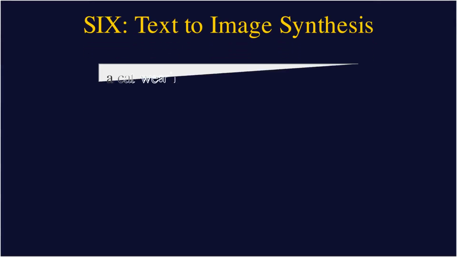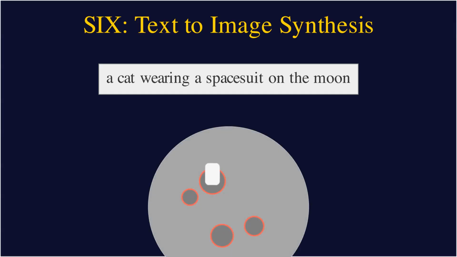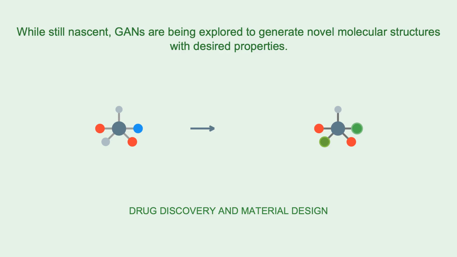6. Text-to-image synthesis, generating images purely from textual descriptions, leading to fascinating creative possibilities. 7. Drug discovery and material design. While still nascent, GANs are being explored to generate novel molecular structures with desired properties.